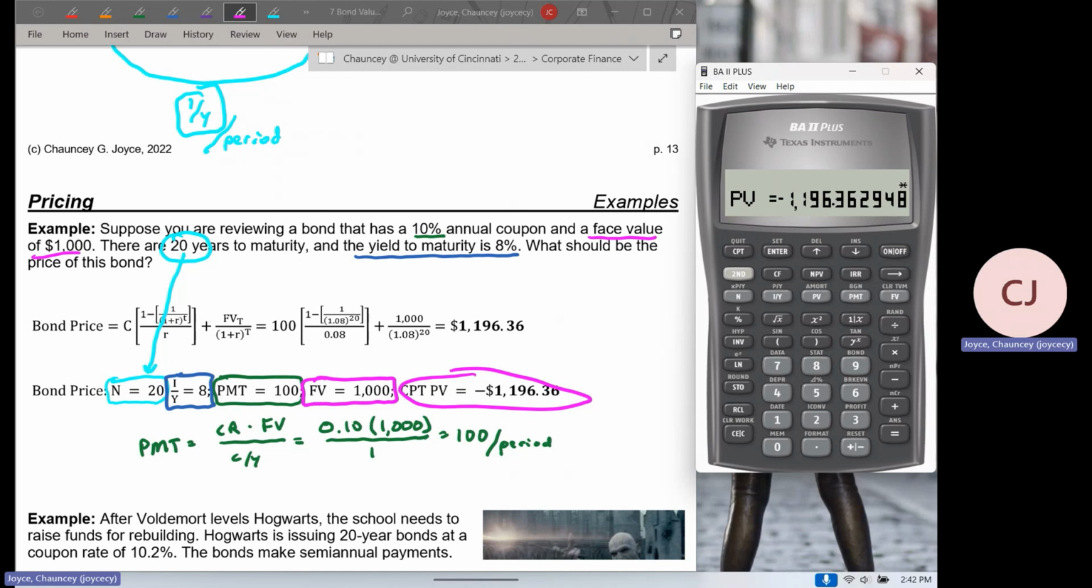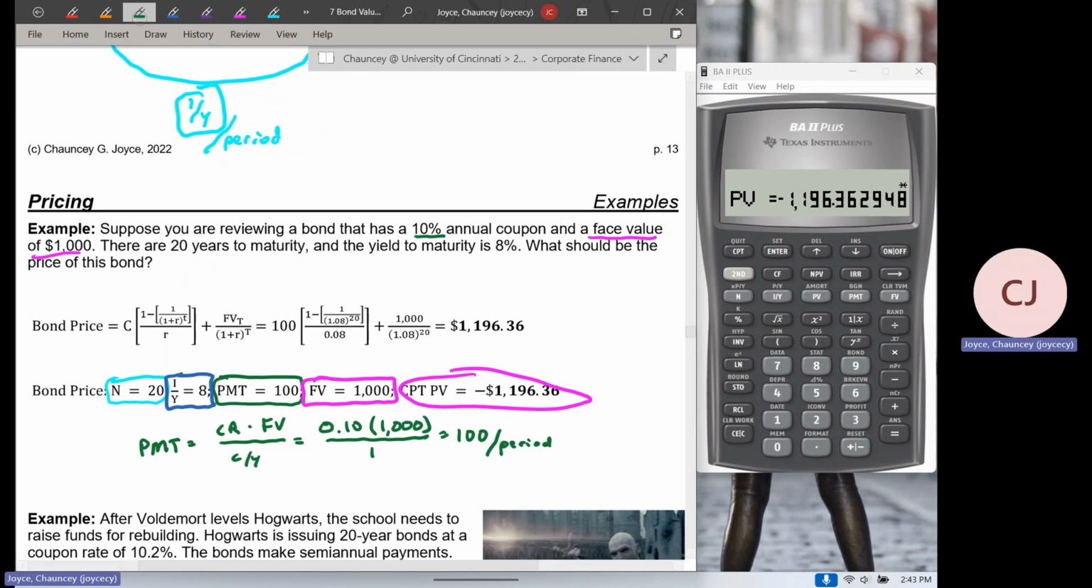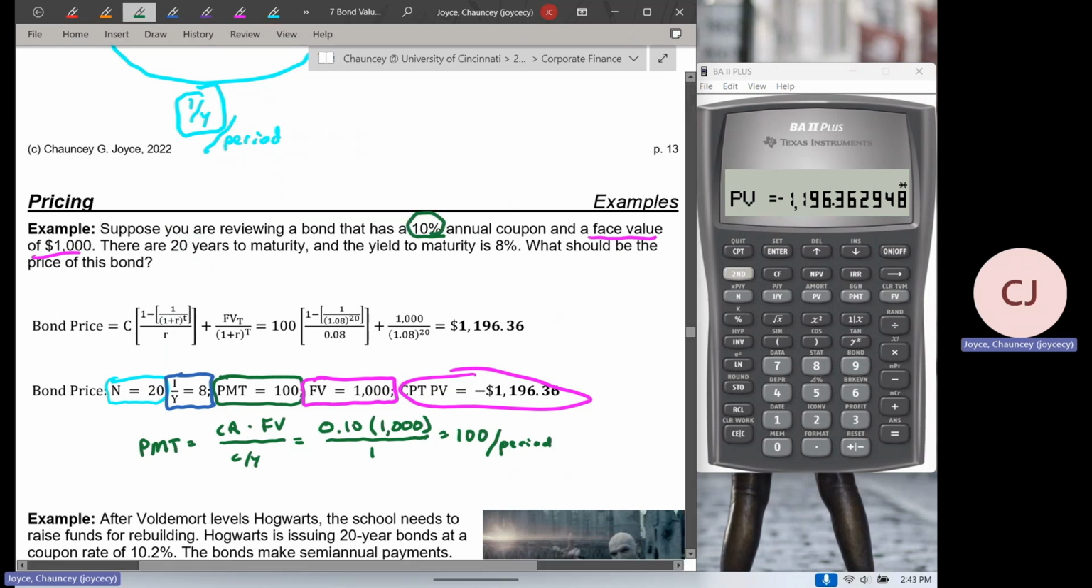That's a premium bond, right? That's a premium bond. The market wants to earn 8%. In this case, the bond is paying 10%. So the market wants to earn an 8% return, and the bond is paying 10. That's a premium bond. That occurs anytime the coupon rate exceeds the yield to maturity. So I like to do that double check on some of these just to make sure everything is working as we expect.